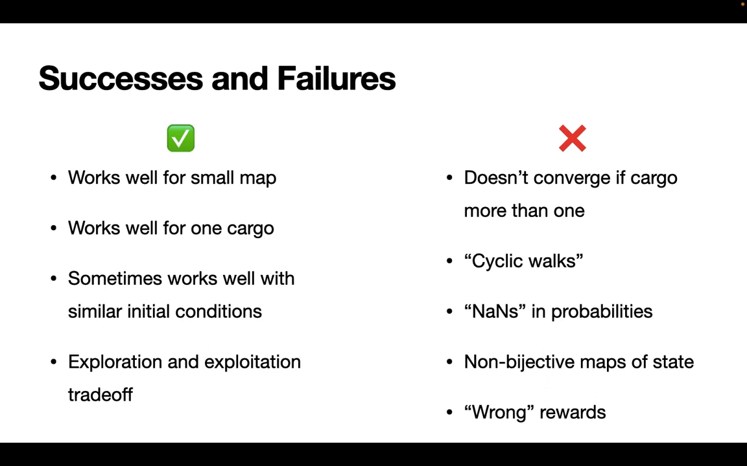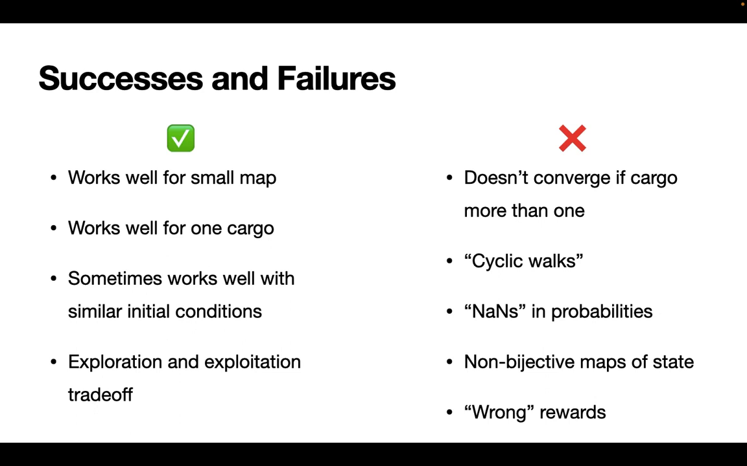There are several problems that I couldn't overcome or could overcome only partially. For example, it doesn't converge if there is more than one cargo on a grid. Another problem is cyclic walks. It means that the cargo goes left, right, or up, down, and so on and so on. It could be a bigger loop. It was partially solved with delta rewards. The next problem is NaNs in probabilities. I thought that the ReLU function could affect it, and that's why I put the sigmoid function instead. Also, another problem is non-bijective maps of state.